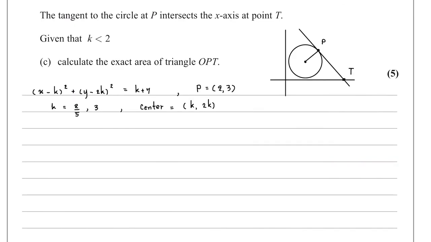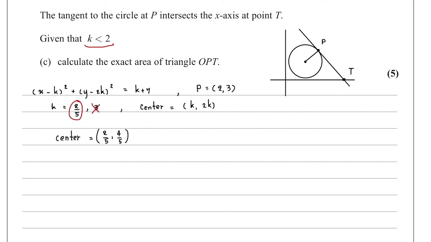In part C, the tangent to the circle at P intersects the x-axis at point T. So you can just draw an illustration roughly like this. And here is T. Given that k is less than 2, calculate the exact area of the triangle OPT, which is this one. First, we have to find the center of this circle. And according to this information, k has to be less than 2. And from the previous problem, we've got two values of k, which are 2 over 5 and 3. So we are going to choose k equals 2 over 5.